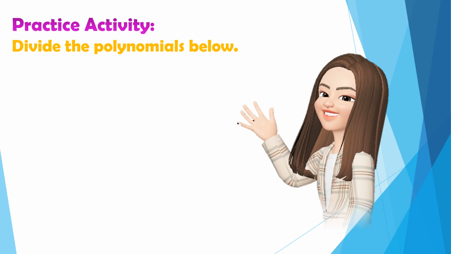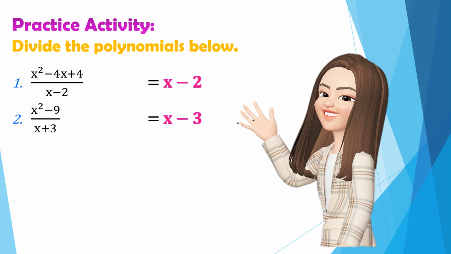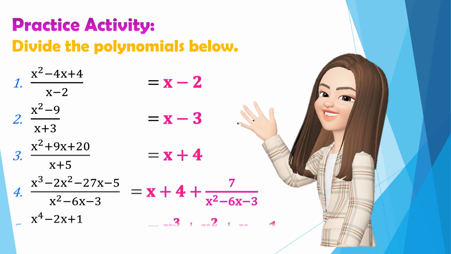Now, let's check your answers. For number 1, the answer is x minus 2. Number 2, the answer is x minus 3. For number 3, the answer is x plus 4. Number 4, the answer is x plus 4 plus 7 all over x squared minus 6x minus 3. For number 5, the answer is x cubed plus x squared plus x minus 1. Now, how many correct answers did you get? I hope that you got all of these correctly.